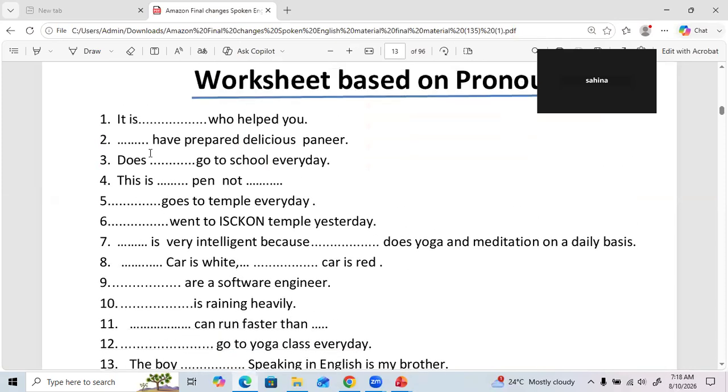Okay. In the same way, for example, third one, does go to school every day. So it means does he go or does she go? But except these two, other things are not possible practically as well. Hope it's clear now. So in the same way, try to solve this and we'll meet in our next session. Till then, keep learning.